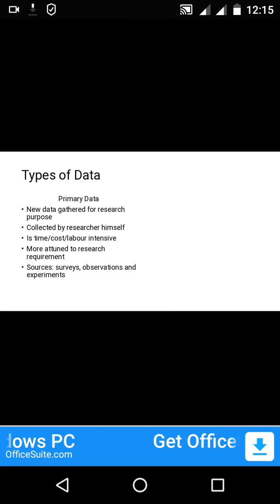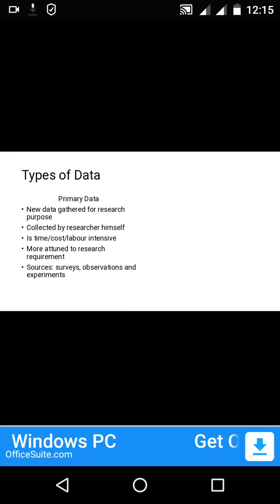But before that, we need to understand the various types of data that we'll be collecting through our research. Basically there are two types of data. The first one is called the primary data and the other one is the secondary data. Let us understand what primary data is. Primary data is the new data that is gathered for research purpose. It is a new data being gathered by the researcher, and it is being collected by the researcher himself.